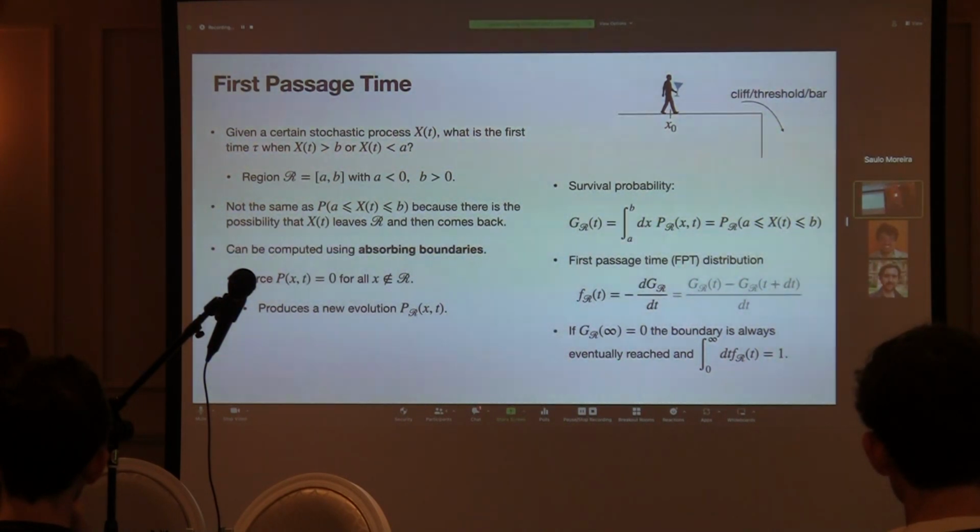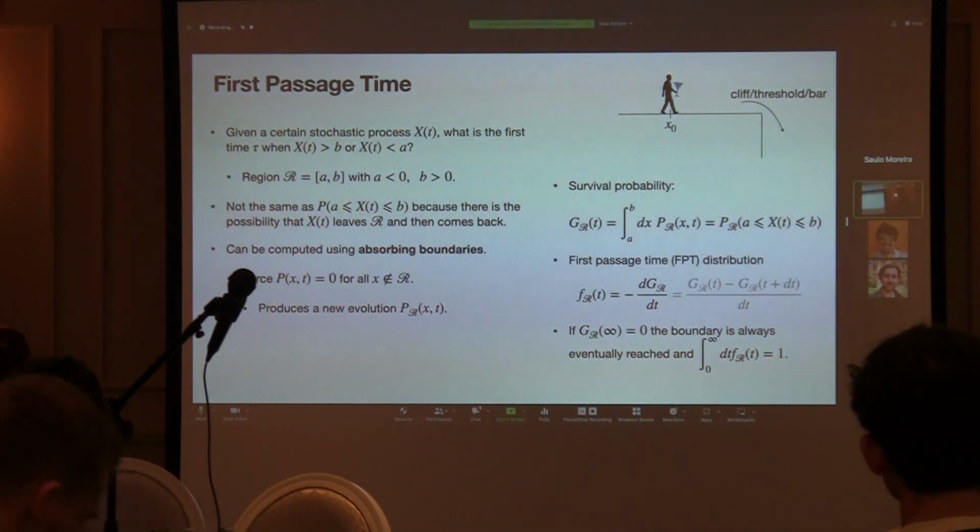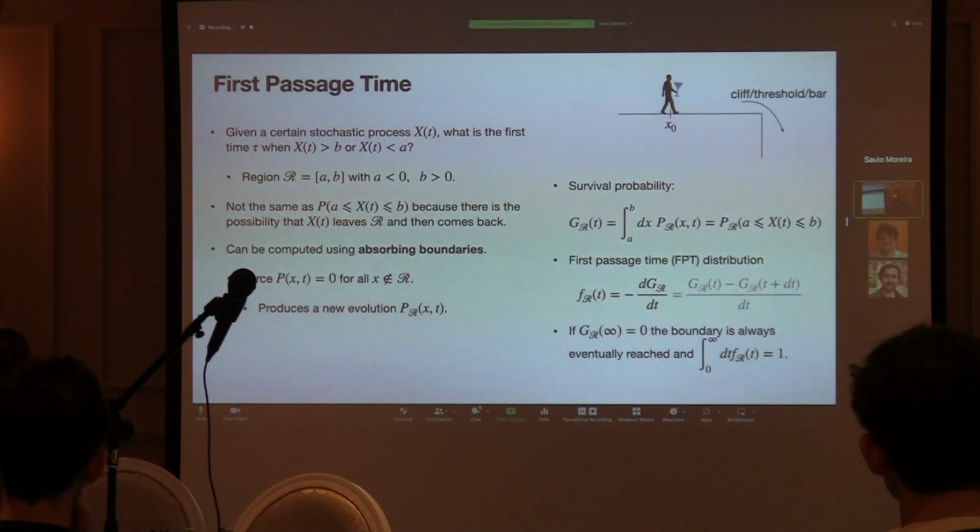For me, here, I'm going to focus on an event which is leaving a certain region. So the system starts in a region of space. X of t is just a generic stochastic process for now. I'll explain more what it means in our case. But for now, X is just a stochastic process, and it starts inside a certain region, R, and I'm going to ask what is the first time that X leaves this region.